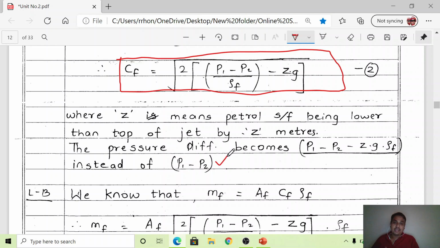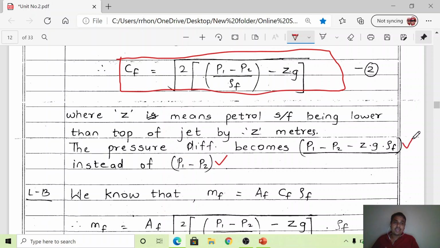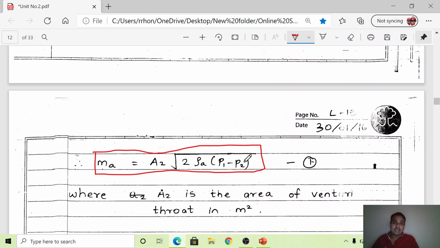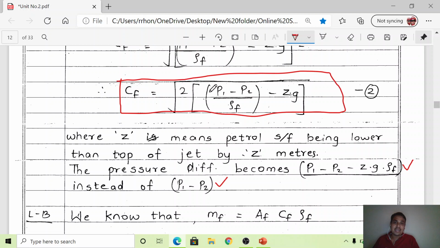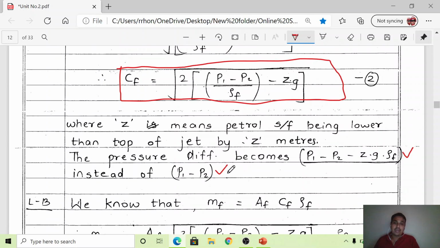So what is this? If you see in this equation, the pressure difference is P1 minus P2 minus ZG into rho F. Where is P1 minus P2 alone? In the equation for the mass of air, we got only P1 minus P2, but when we consider the flow of fuel, at that time we get the equation like this: P1 minus P2 minus ZG into rho F. So this is the basic difference between the equation of air and the equation of fuel.